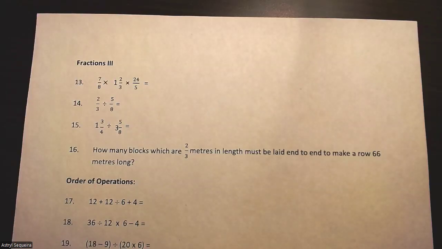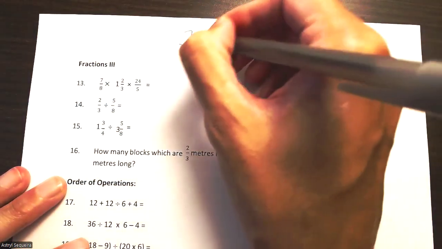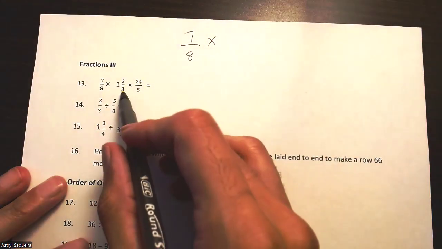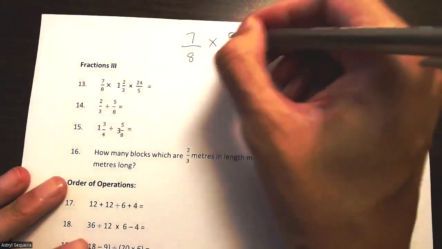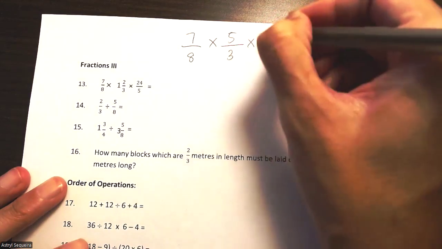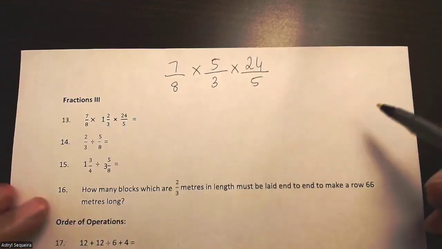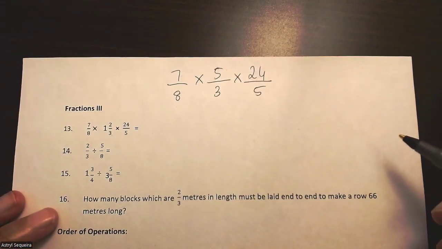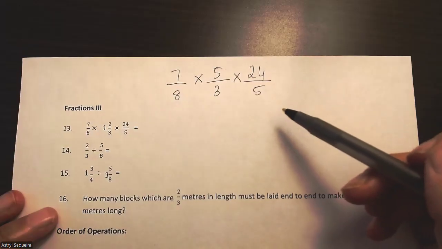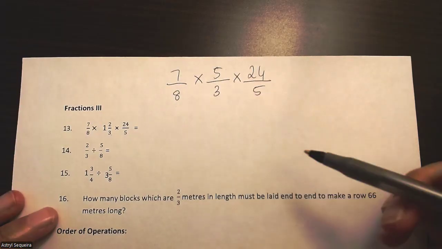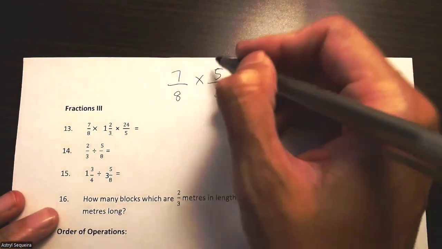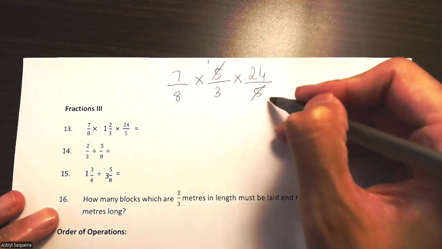This next question, we're multiplying 3 fractions. So when I multiply, divide fractions, add or subtract, I always convert them into regular fractions first. 7/8 times 3 times 1 is 3 plus 2 is 5. 5/3 times 24/5. Then I reduce down the fractions if possible. In this case, there are possibilities to reduce. You want to just cancel stuff on the top and the bottom. 5 and 5 just cancel and turn into ones.